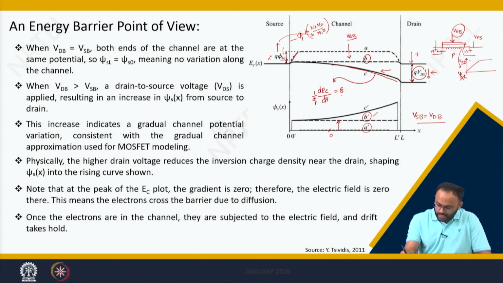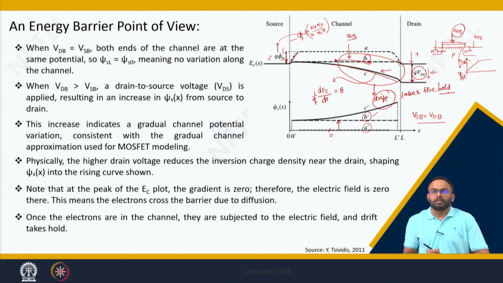This electric field pulls the electrons towards the drain end, and hence in this region drift takes hold, right? It means that once the carriers reach the channel, ultimately they get attracted because of the drift, and the current mechanism is captured by the drift phenomena.